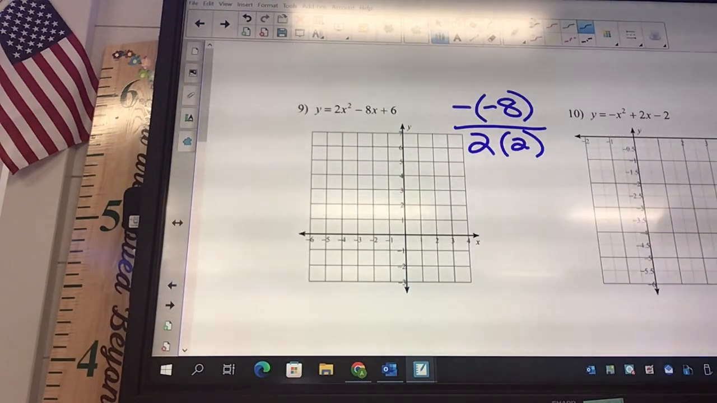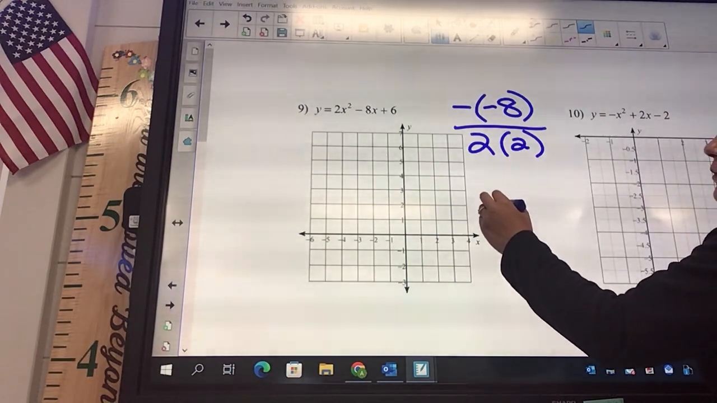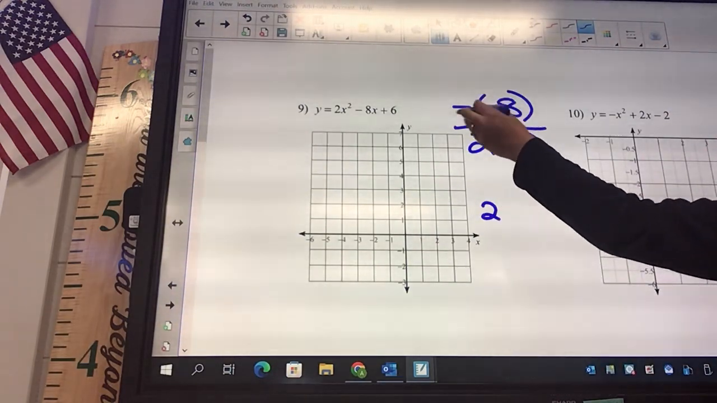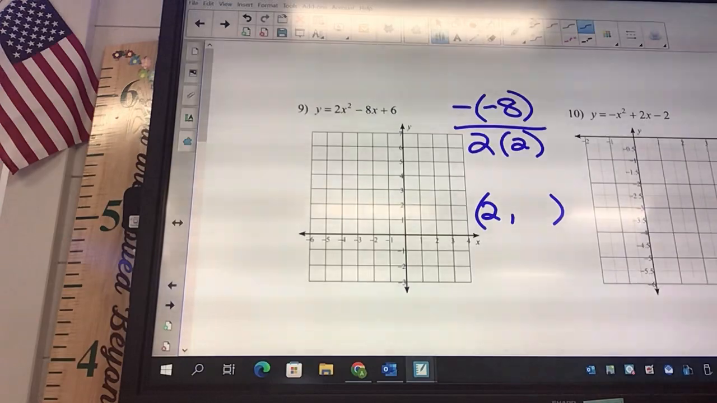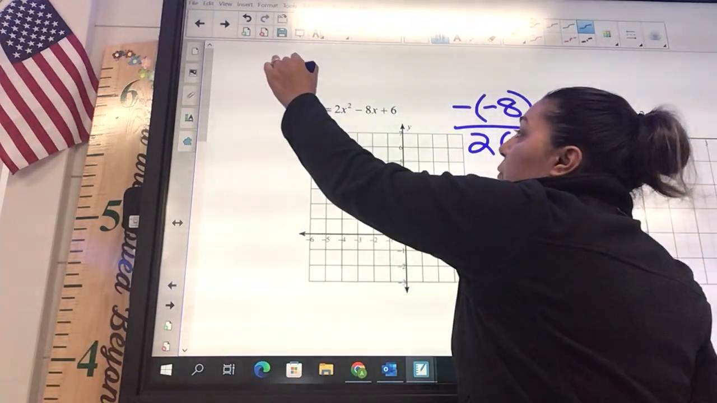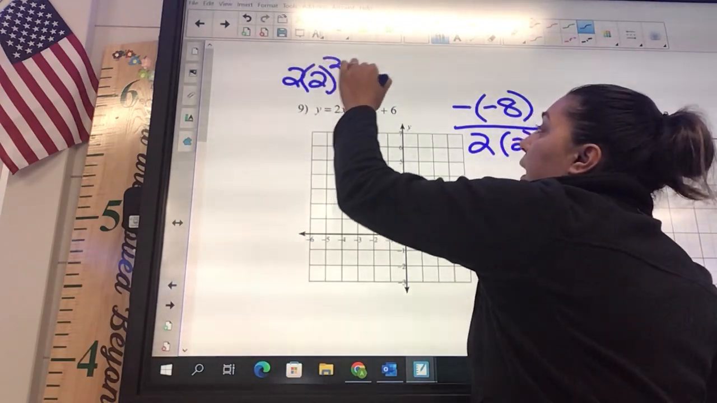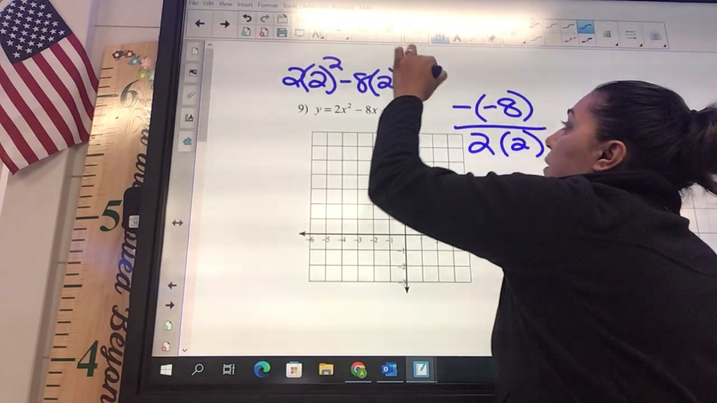Negative 2? That's what I got. Oh, you forgot one of these minuses. It's 2. Okay, so now we say 2. So up here, this is what you should be typing in: 2 squared minus 8 times 2 plus 6.